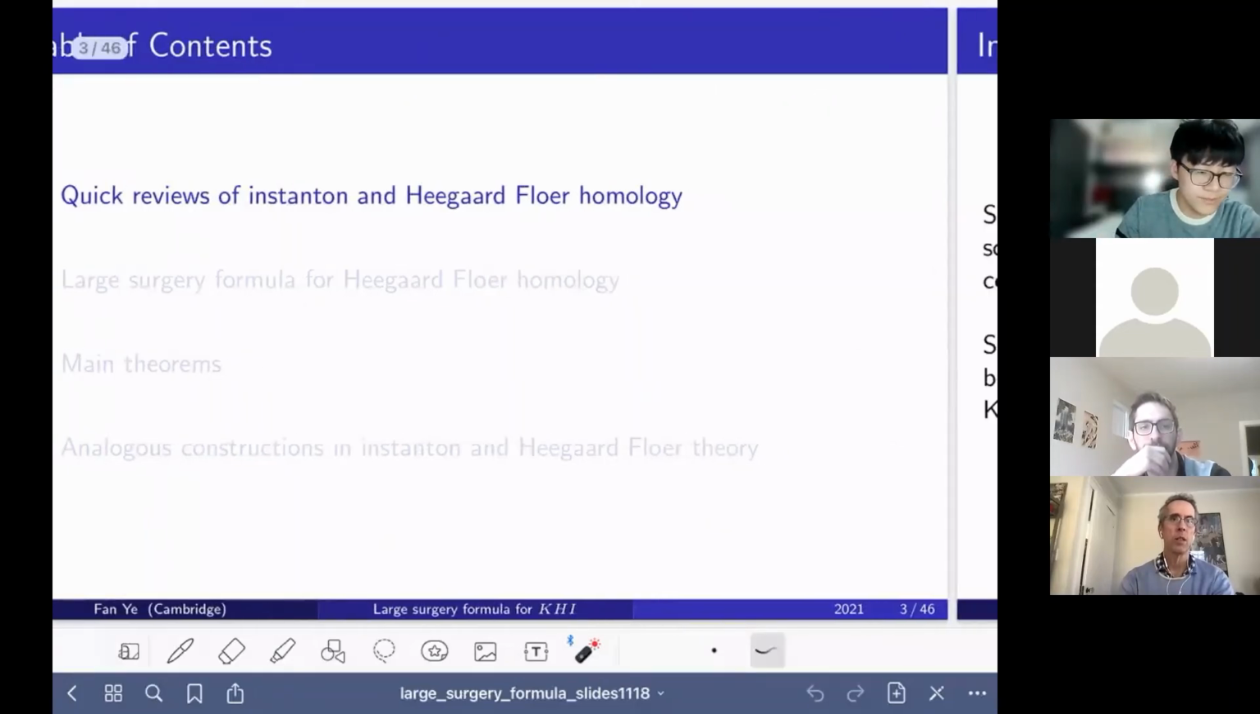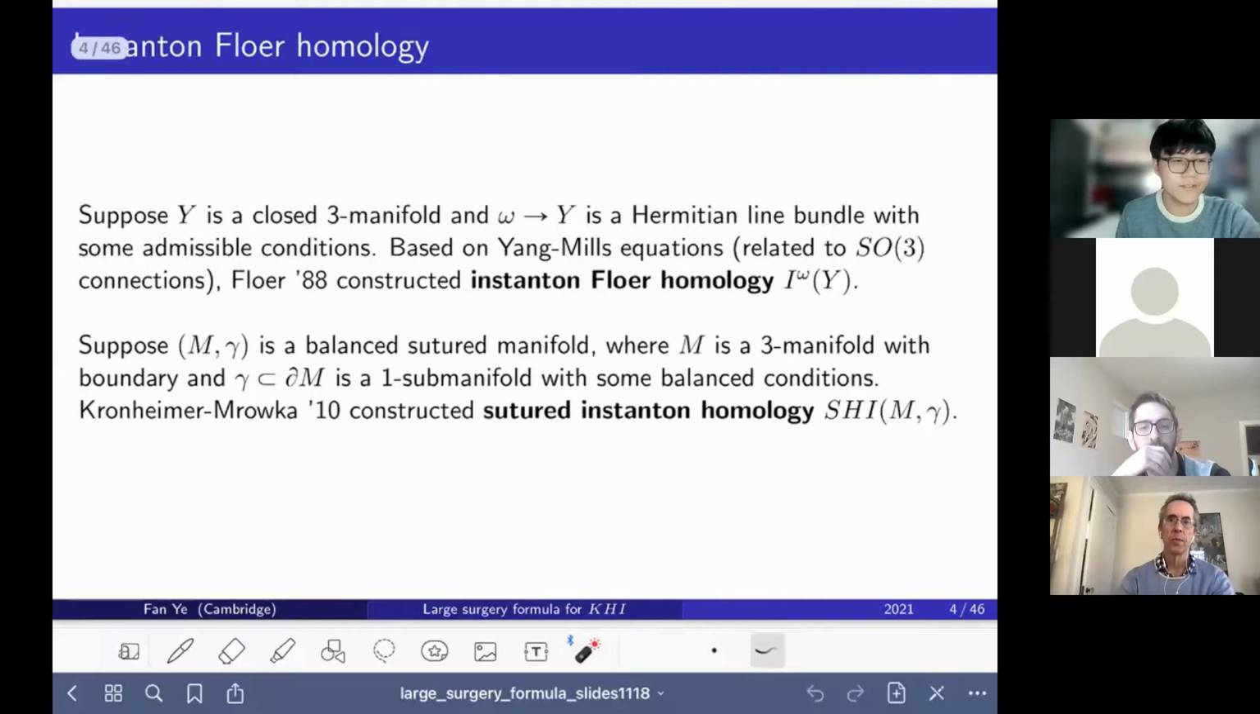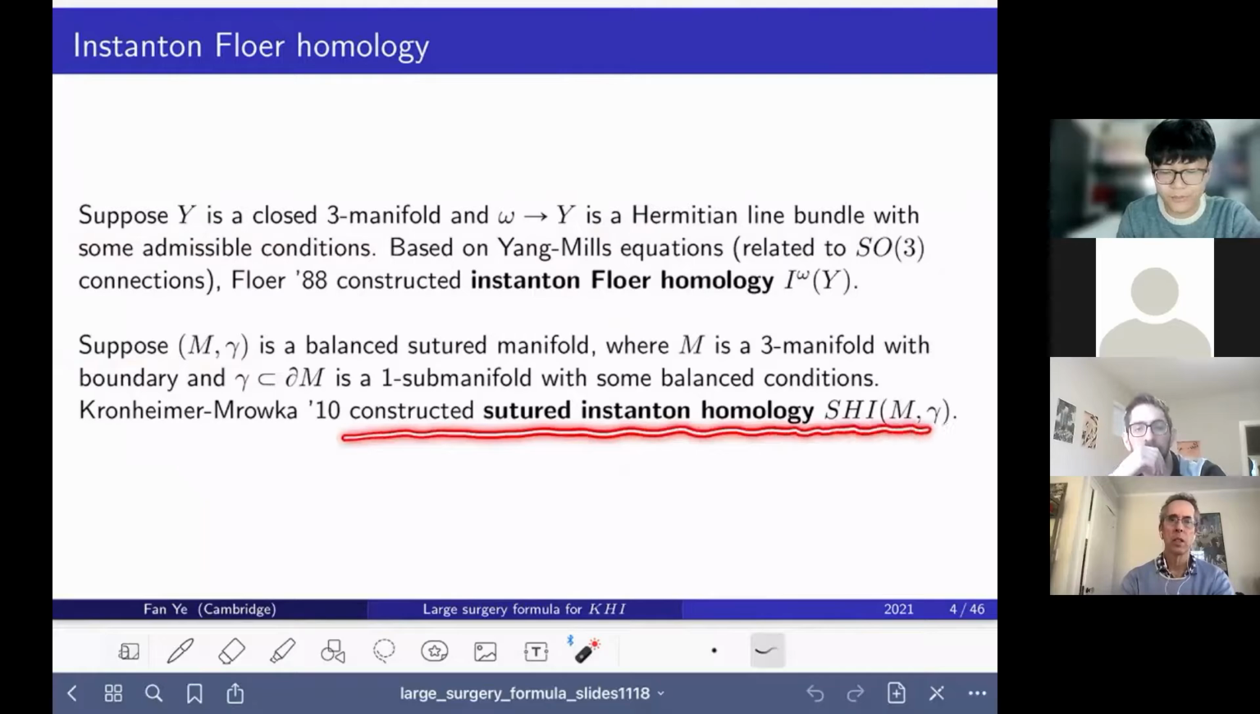So let me quickly review instanton Floer homology and Heegaard Floer homology. First, suppose Y is a closed 3-manifold and omega is a Hermitian line bundle. Then Floer constructs a version of instanton Floer homology, which we denote as I omega of Y. And later, for a balanced sutured manifold M gamma, Kronheimer and Mrowka constructed sutured instanton homology, which we denote as SHI of M gamma.